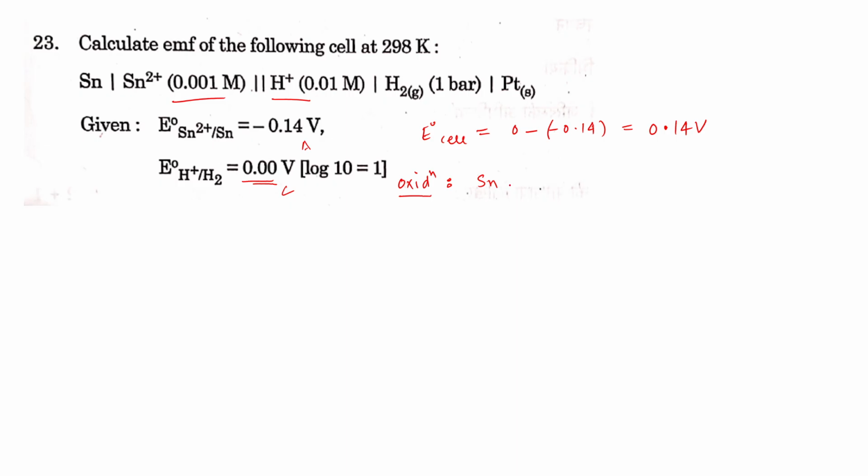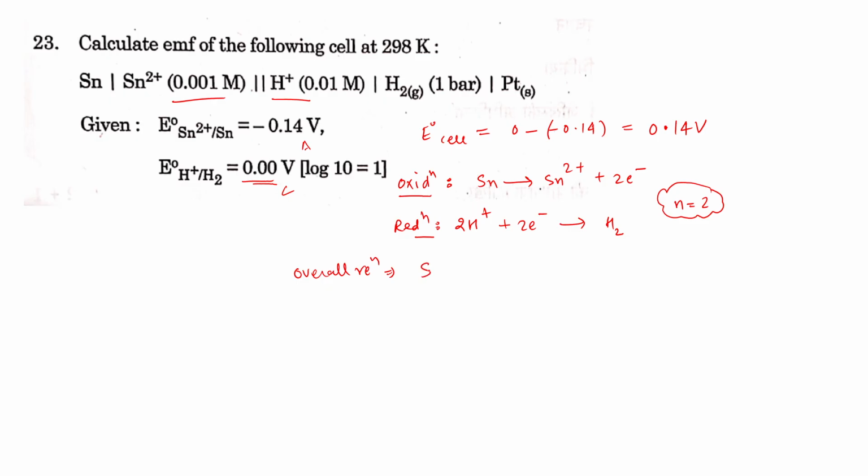So for oxidation we have Sn. Sn changes to Sn2+, it will release 2 electrons. At reduction we have 2H+, it will accept 2 electrons and will get converted to H2. So the value of n, number of electrons, is going to be 2. Then directly put these values. We can also write the overall reaction. So the overall reaction is going to be Sn plus 2H+, and this will be Sn2+ plus H2.